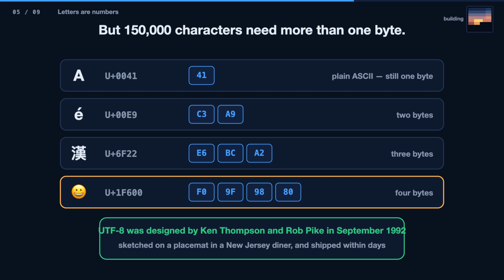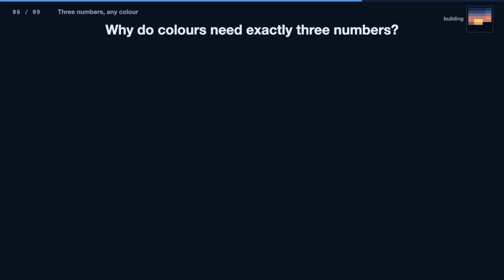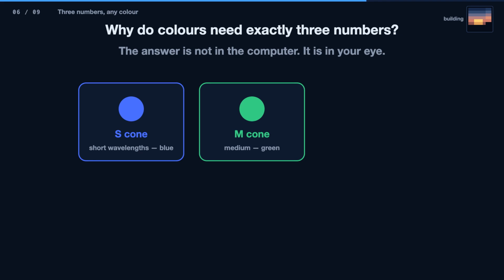Unicode fixed it by giving every character on Earth one number, about 150,000 so far. But those big numbers do not fit in 1 byte. UTF-8 solved that. Common characters take 1 byte, rarer ones take 2, 3, or 4. It was designed by Ken Thompson and Rob Pike in 1992, sketched on a diner placemat.